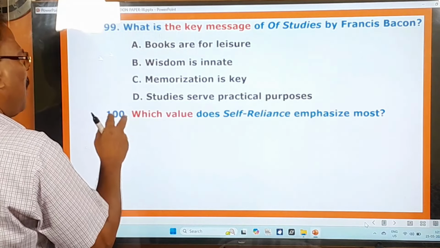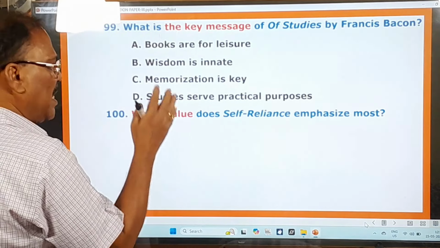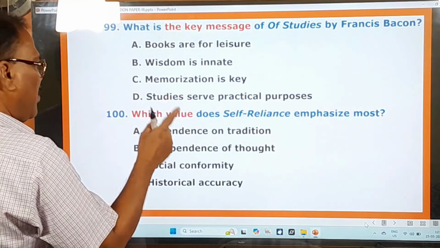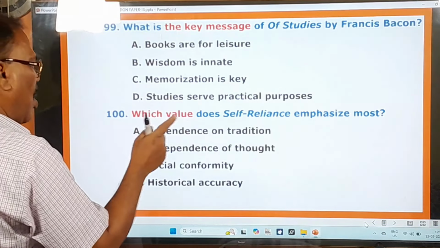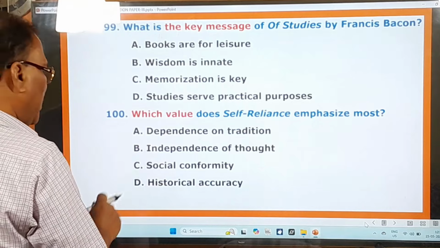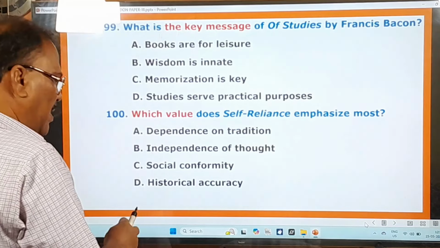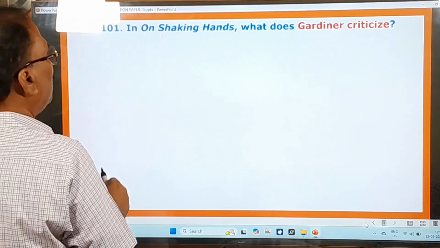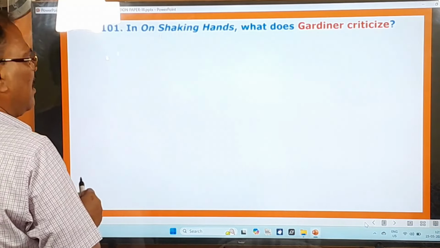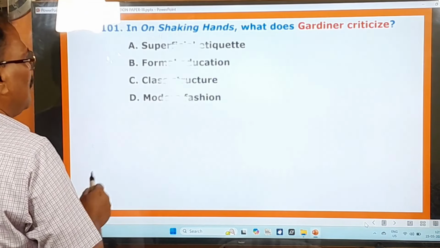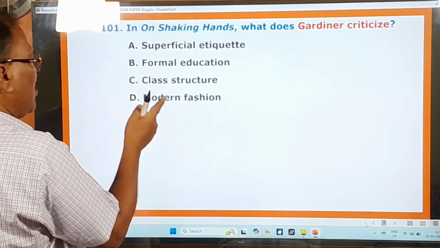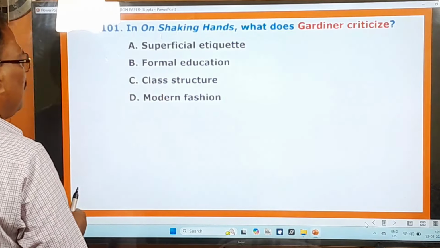100th question. Which value does Self-Reliance emphasize most? Dependence on tradition, independence of thought, social conformity, historical accuracy. 101st question. On Shaking Hands, what does Gardner criticize? Superficial etiquette, formal education, class structure, modern fashion.